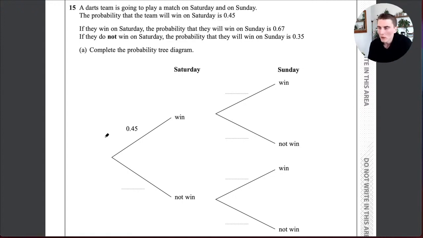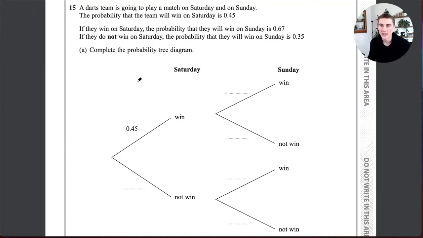Okay, so with tree diagrams, basically they're showing you all the possible things that could happen. So on Saturday, they could win or they could lose. Yeah, not winning, well, I suppose it could be a draw or losing, but we'll just say lose for now. So they could win or lose. Then on Sunday, they could win or lose again. And if they didn't win the first time, they could win or not win the second time.